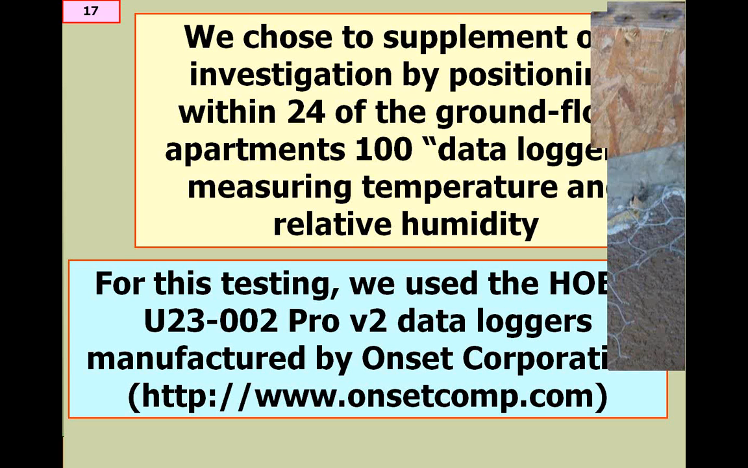So we purchased 100 data loggers measuring temperature and relative humidity, and positioned them within 24 of the ground floor apartments over an extended period, which I will describe shortly. For this testing, we used the HOBO U23-002 Pro V2 loggers from Onset.